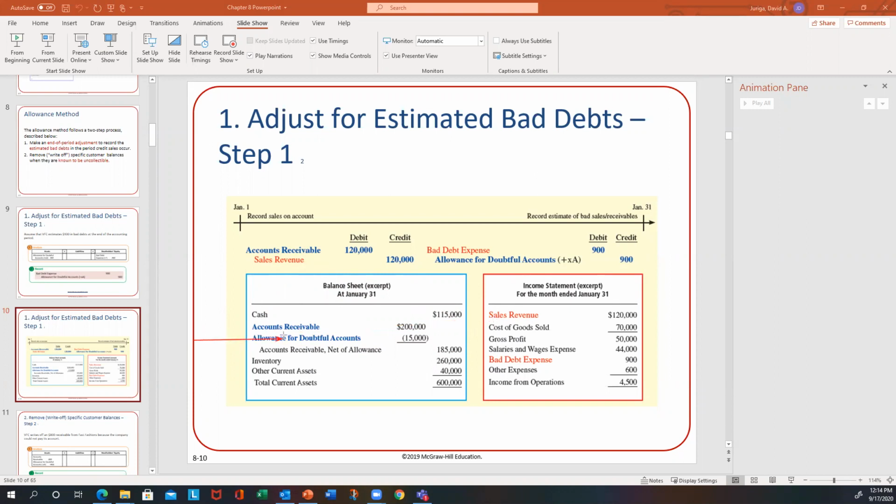And then this allowance is going to actually write down your total assets by, in this case, the total allowance was at $15,000, but this 900 would just contribute to that, help increase it.